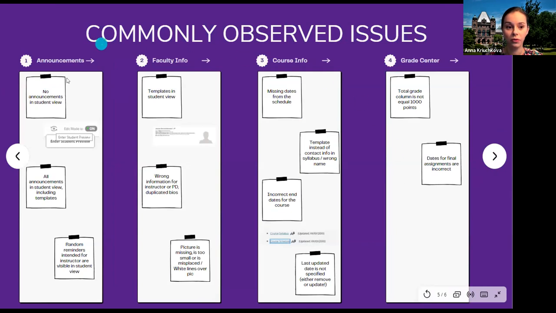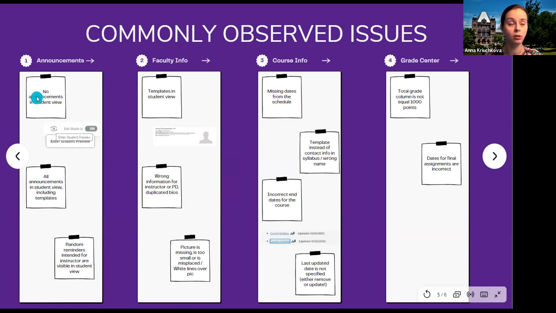Here's a breakdown of some of the most common issues that might be noticed upon the initial shell review. You can see here for the announcements, for instance, there are no announcements in student view. And that's one of the good reasons to turn the student preview on when you go into the course shell, because there might be everything set up, all the announcements are perfect, but when you click student preview, nothing is showing. So this type of problem might be happening.